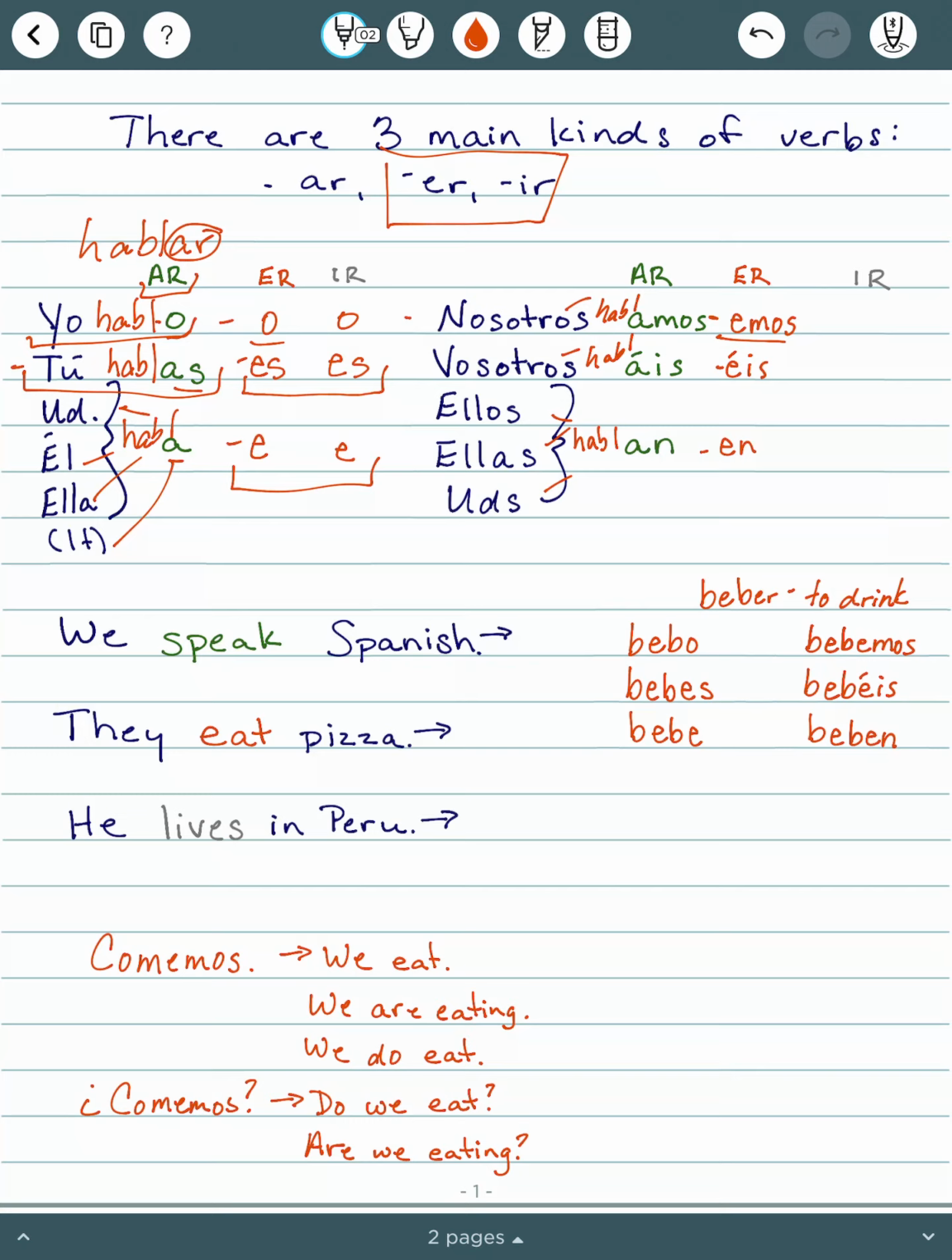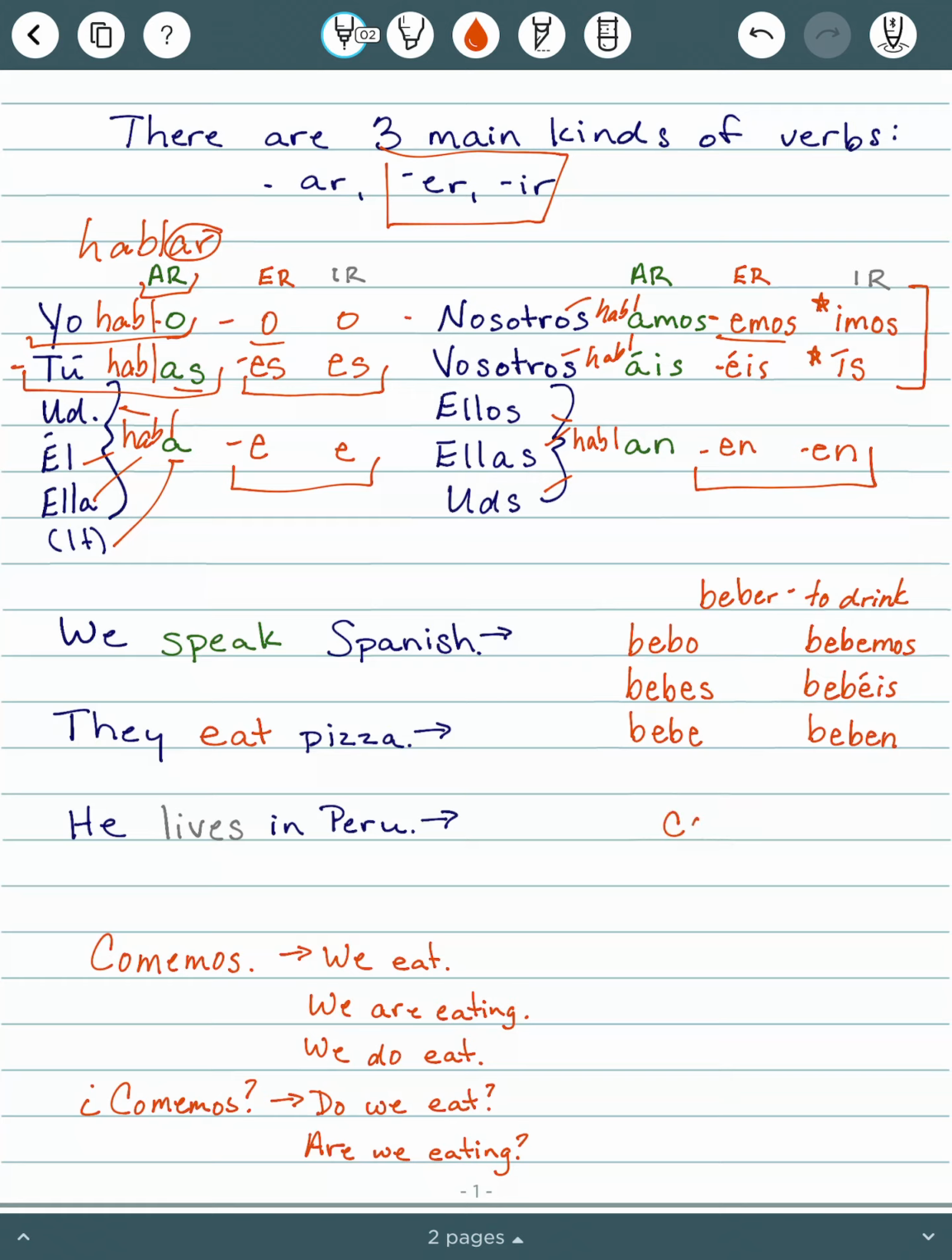Now, nosotros and vosotros. This is where you've really got to pay attention. For nosotros, it is imos with an I. For vosotros, it is ís with an I. And then ustedes, ellos, and ellas is the same as ER. So really, the only two IRs where you have to learn something new is for nosotros and vosotros.